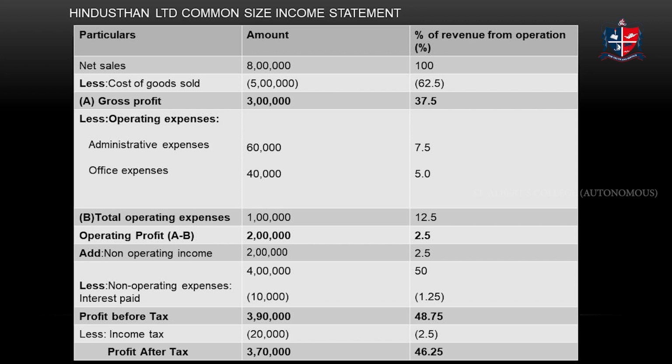Okay, then less income tax, which is already given in the question. The amount is 20,000 and the corresponding percentage is 2.5%. Okay, then you will deduct the income tax from the profit. Then you will get the profit after tax amount, that is the final amount, 3,70,000, and the percentage of profit is 46.25%. Okay, this is the final answer, profit after tax.